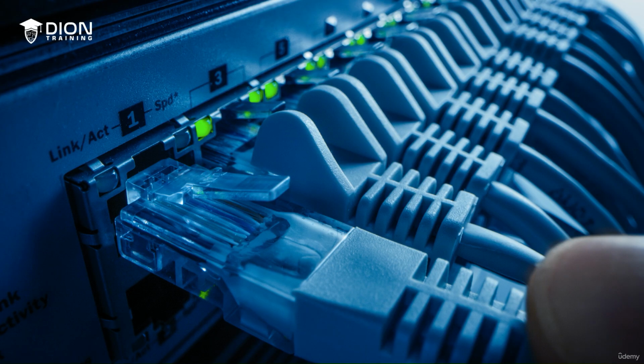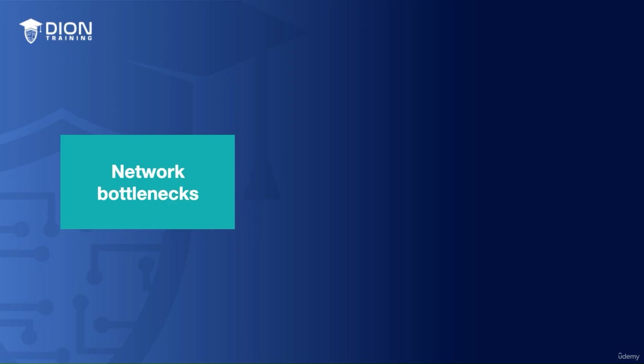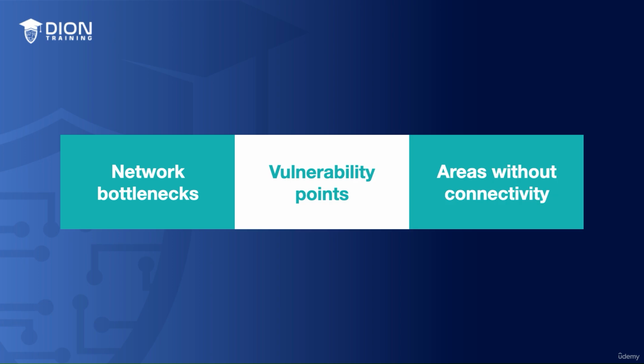Switches, on the other hand, are going to be designed to serve as the main connection point for most of your network devices, and so they need to be placed in a position that allows for your various devices to be easily connected to the proper physical segment of that network. If you place your devices in the wrong places, this can lead to network bottlenecks, vulnerability points, or even areas without connectivity. So it's really important that you carefully plan and evaluate your placement decisions while designing your network's architecture.